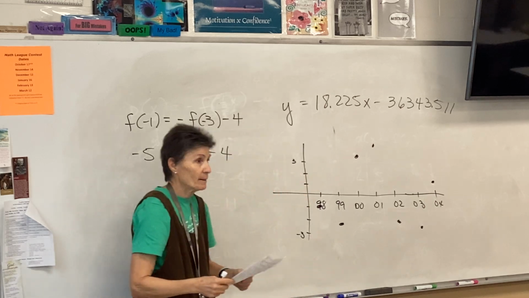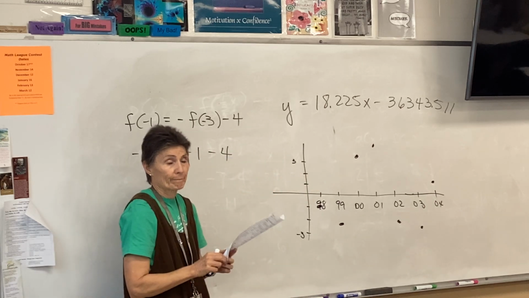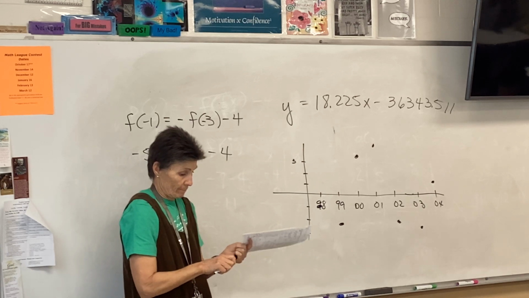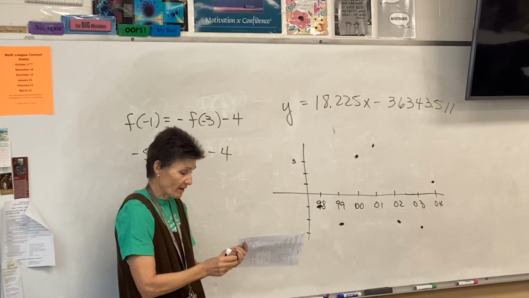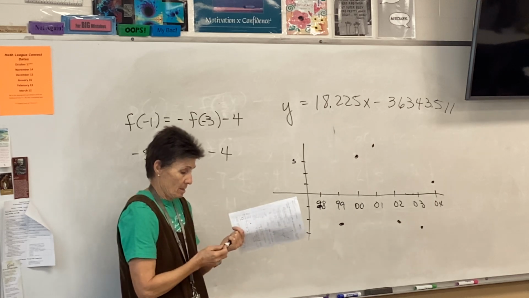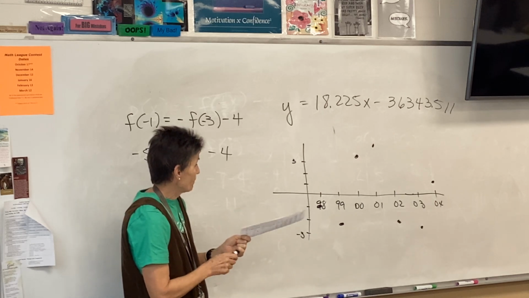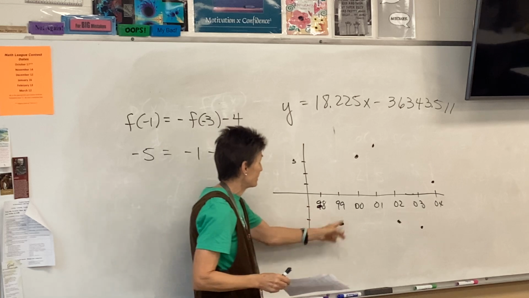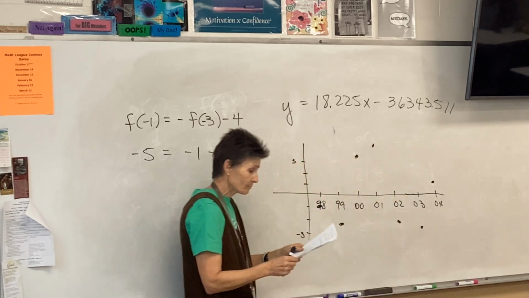Is that okay with everybody? All right, so you can get those residual values from the list or straight from your calculator by hitting trace, and it will tell you what all those are.